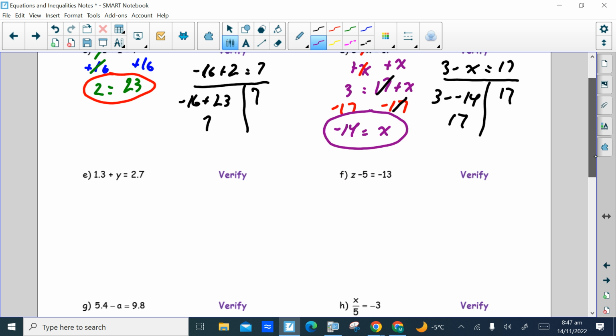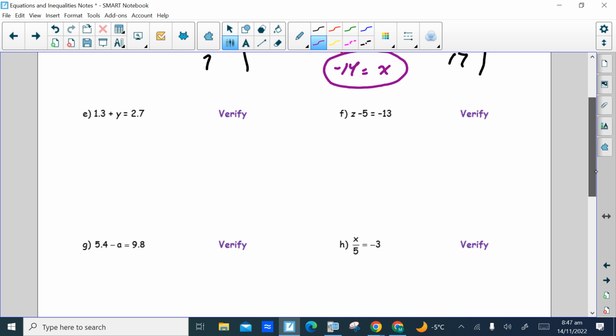Again, you should never get these wrong because you can always check them. It doesn't matter if the number is an integer or a decimal. It doesn't change the way it's done. So for question E, we need to get the positive y by itself. Hooked onto the y is a 1.3, and it's a plus 1.3. So we'll subtract 1.3 from both sides.